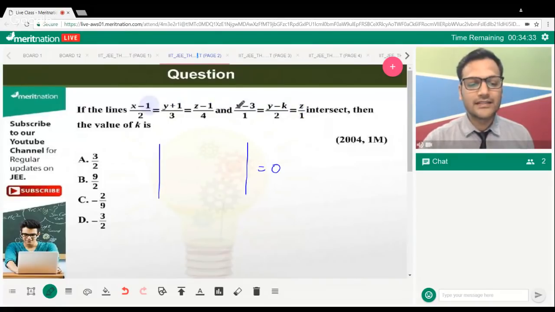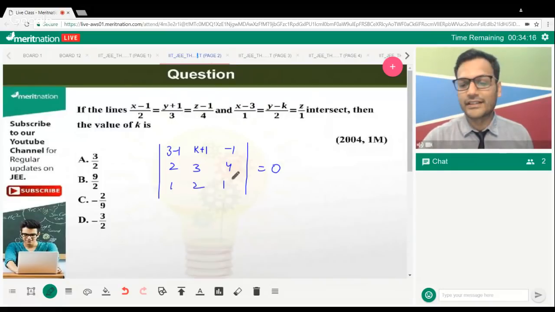So in this case, the difference is 3 minus 1. In this case, it is k plus 1. And over here, z minus 0, so 0 minus 1, which is minus 1 itself. In the second row, you can choose any one of the DRs of any one of the lines. In the third row, the other line's DRs. You will solve this, you will get the value of k.